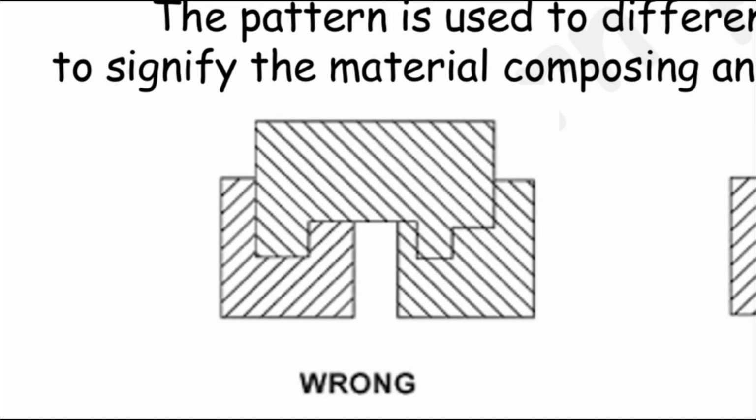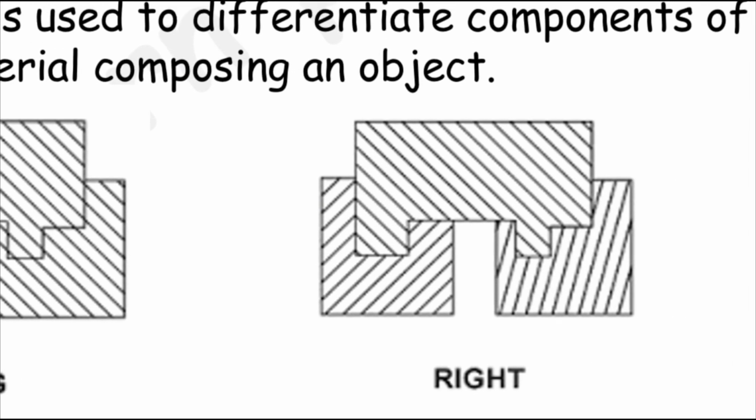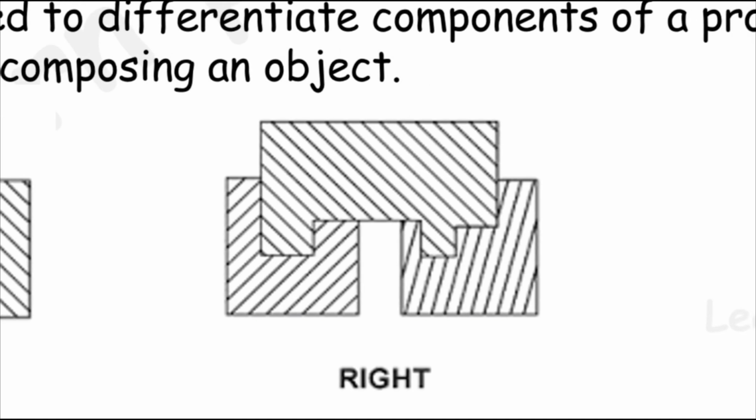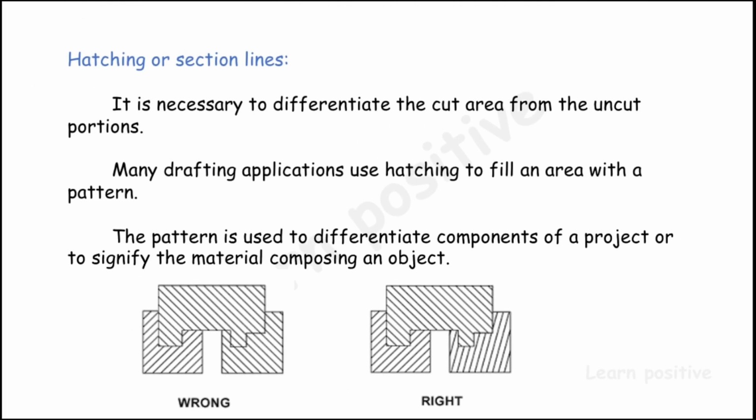So is this a two-part diagram or a three-part diagram? Now see this one. We are giving the left side square 45 degrees to the right, the top component part has 45 degrees to the left, and the right side of the bottom has 60 degrees to the right. So now we can differentiate the component parts. If the components have different materials, we are going to give different section hatching lines, because we have a BIS code for each and every material. We will see them one by one next.